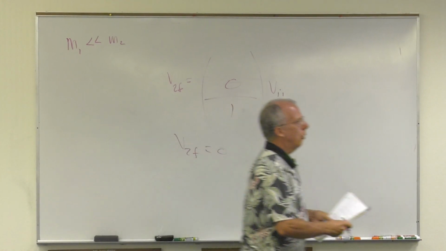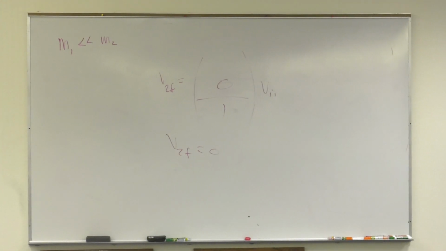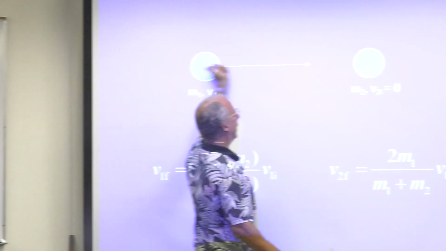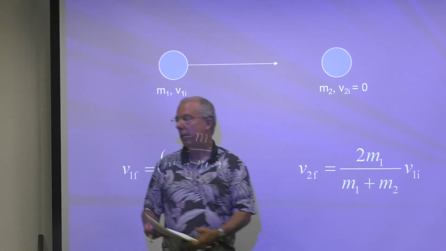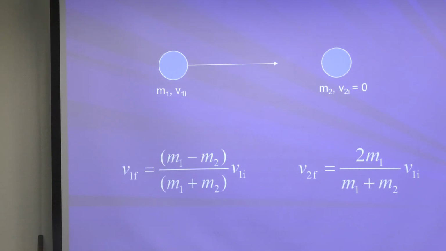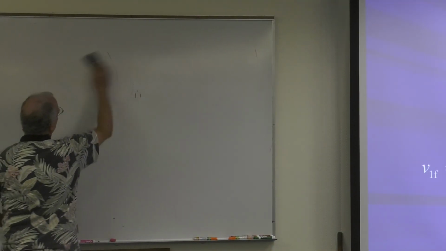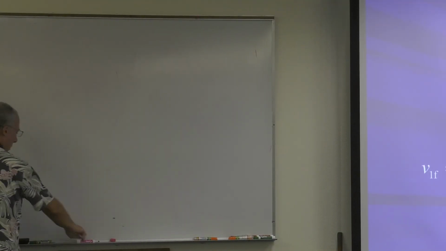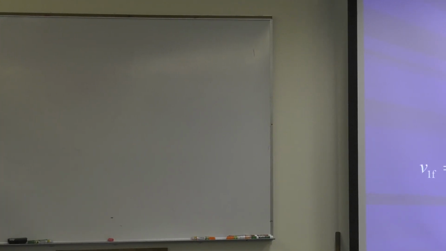So a ping pong ball at 5 meters per second hitting tungsten, what does the tungsten do? It just sits there. And again, try it. You'll have to do some calculations just like this for your lab. Let's do the other way. Let's do M1 much, much larger than M2.